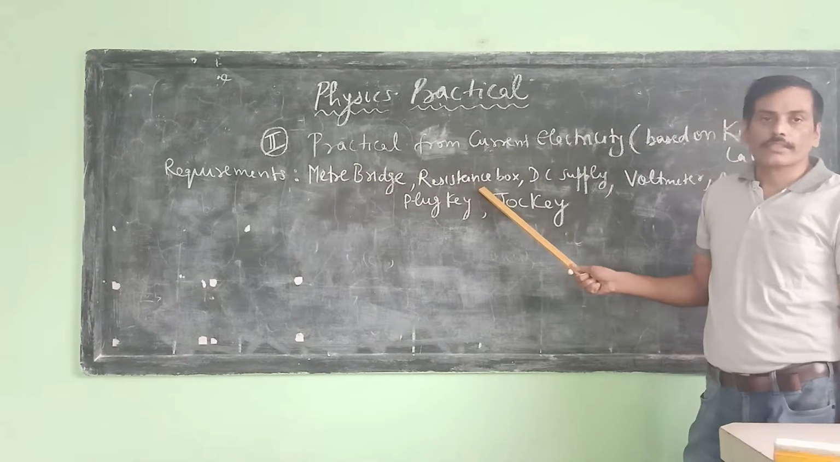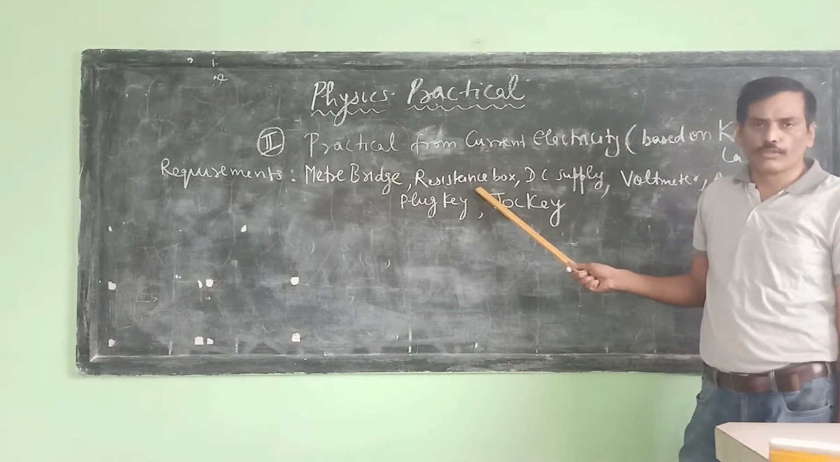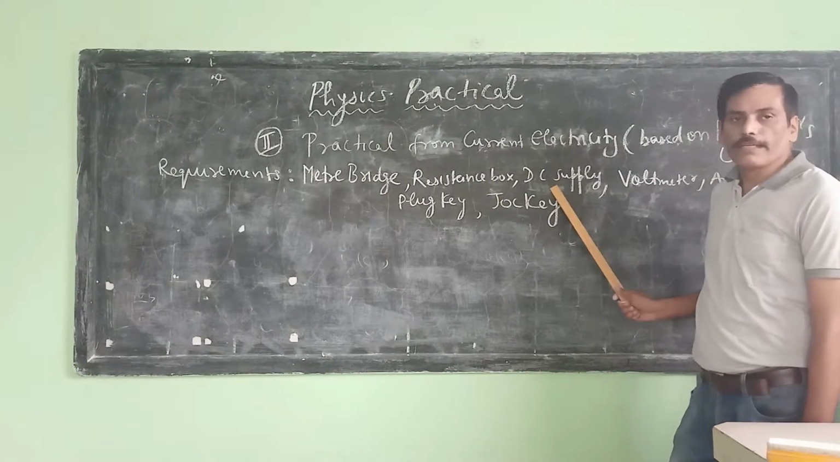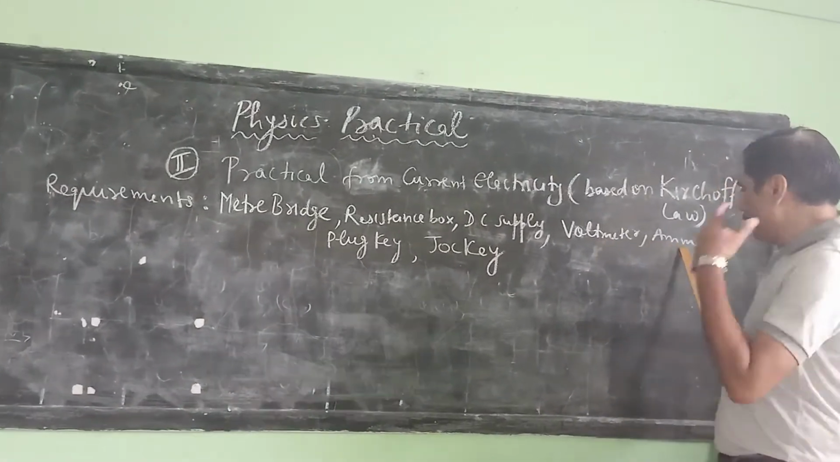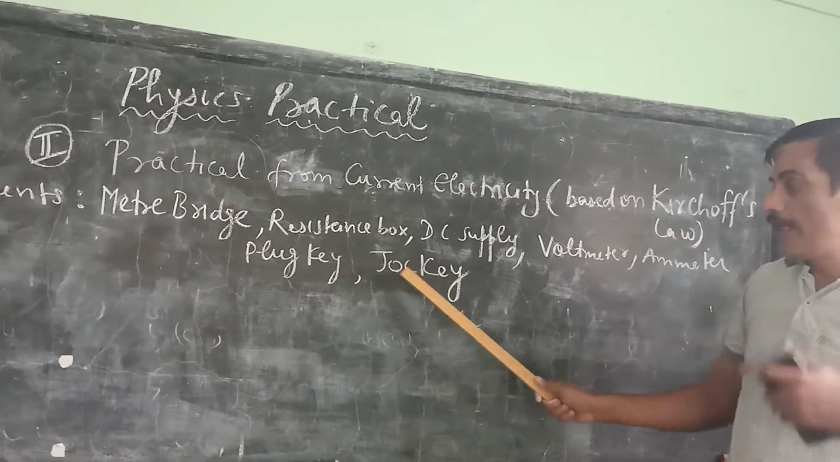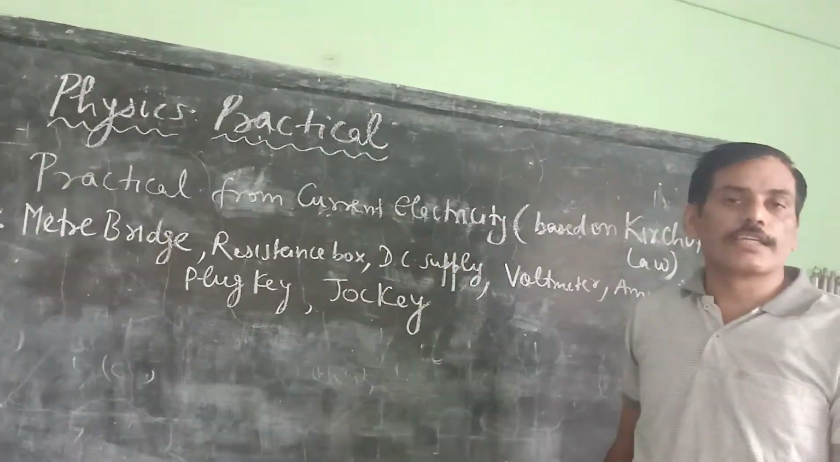Then a resistance box from 0 to 100 ohm or 0 to 1000 ohm you can use. A DC supply, which can supply up to 4 volt. Voltmeter, ammeter, plug key, and a jockey. So these are the requirements.